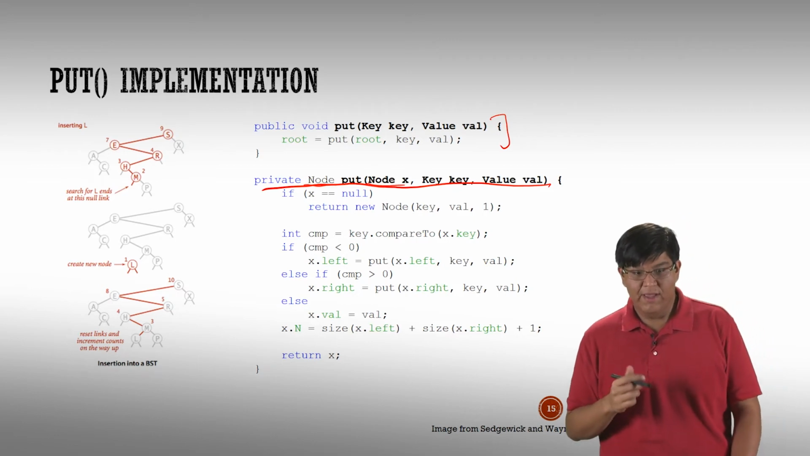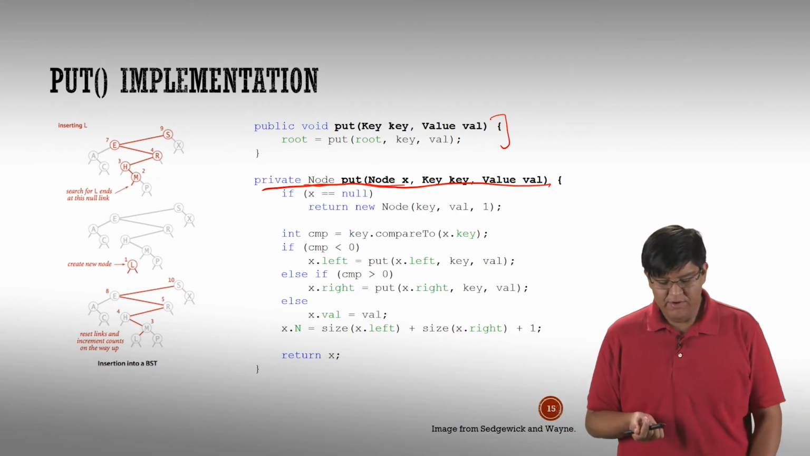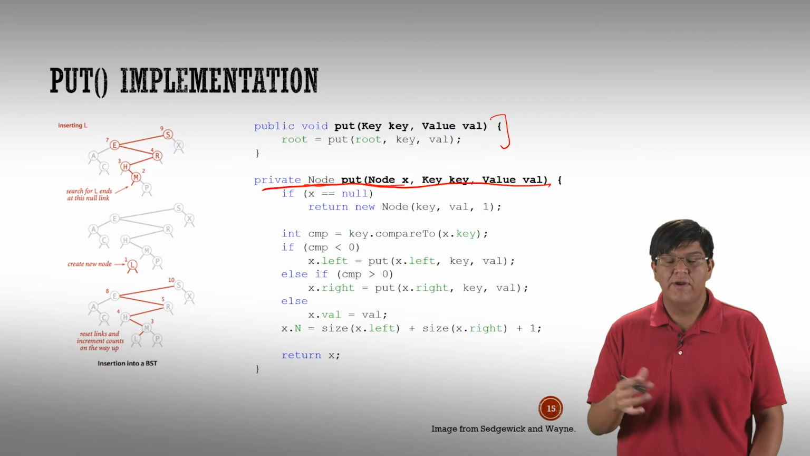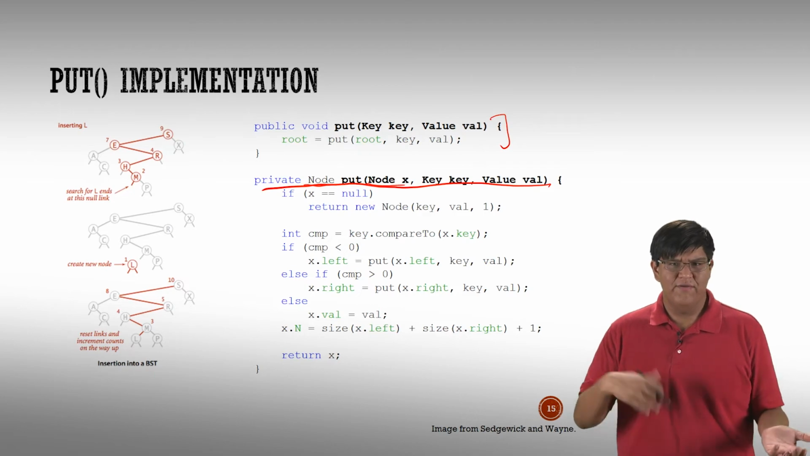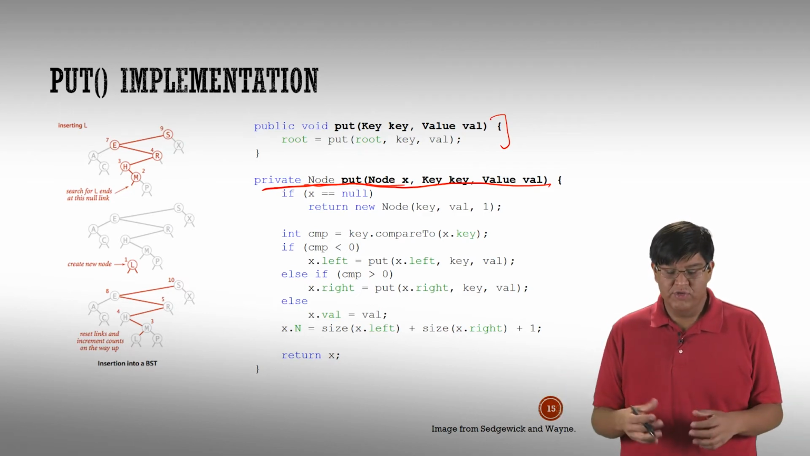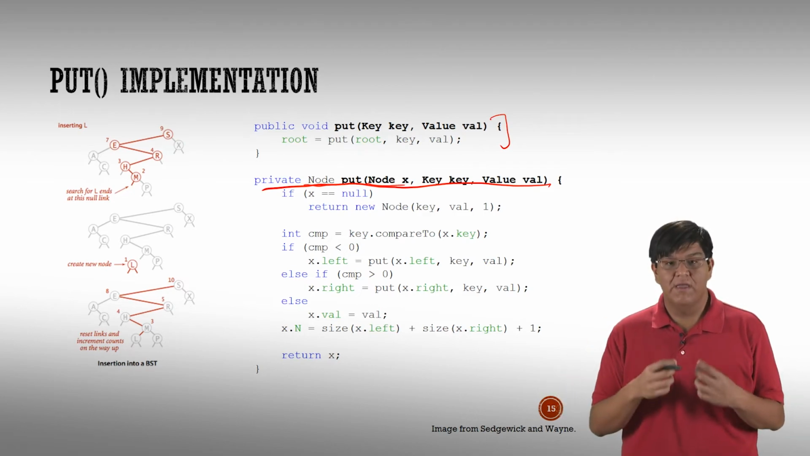All right, so looking at the code, we can see this almost immediately. Notice the first lines: if x equals null. So if I'm asked to put this node into an empty tree, I don't have to worry about going to the left or the right. There's nothing to do. So I'll just return a brand new node with my key and my value in it.